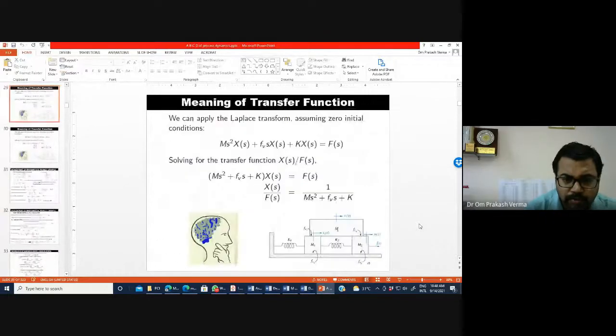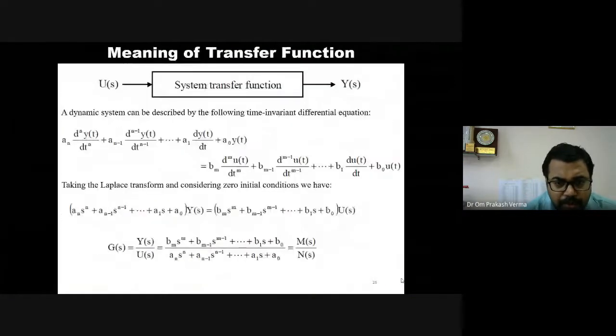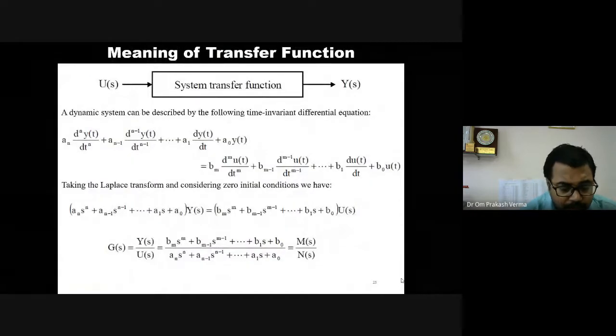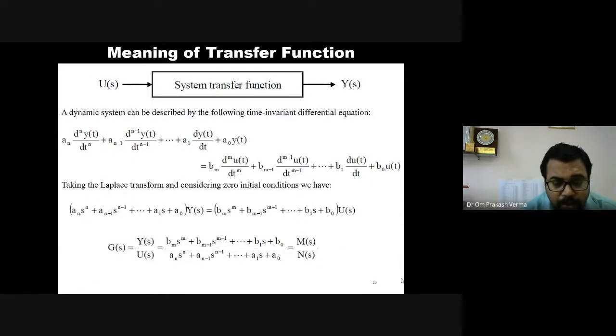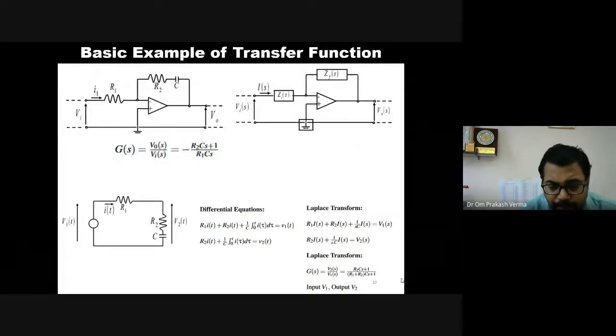So now today we are going to discuss the modeling part. In the previous class, we discussed the transfer function. What is the meaning of transfer function? What is the type and order of the system? We have seen how the transfer function is derived.